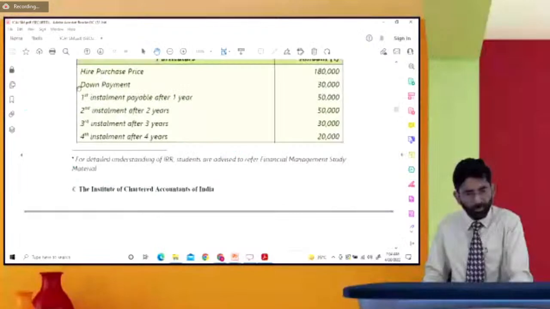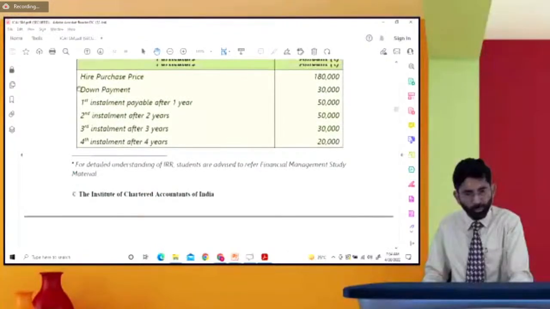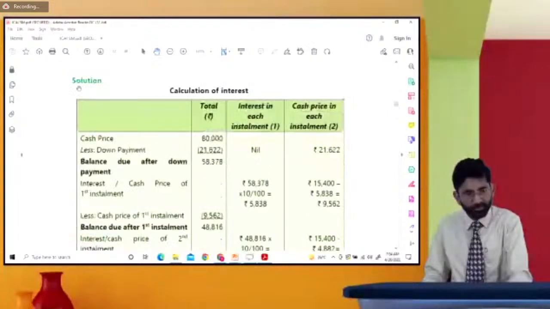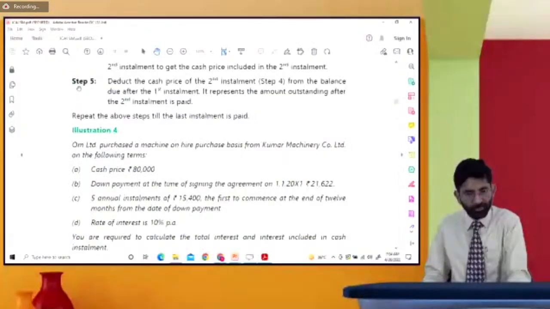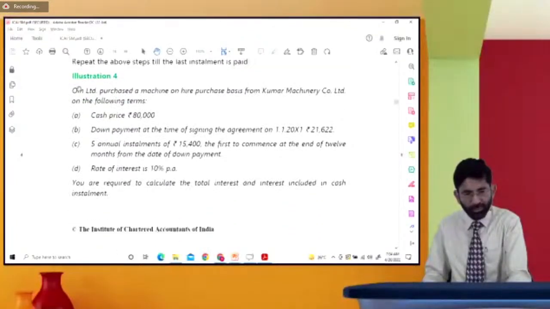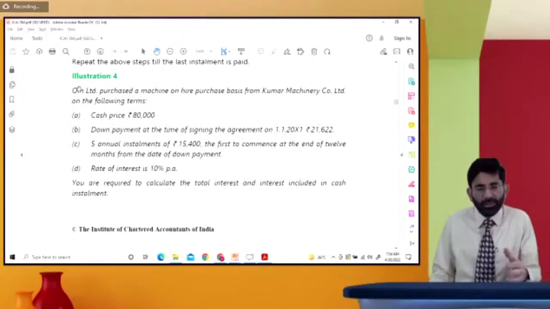Illustration number 4 of the module. A student is asking for the same. Yes, five annual installments. Exactly, beta. Illustration number 4 is good for you. Let's do it with my method. That will be better for you.